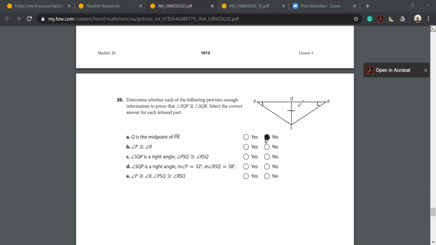Is this enough information for me? Did I know anything about the other angles or about the other sides? I didn't, right? So again, no, this is not enough information for me to know anything about congruency. Okay, let's see number C.